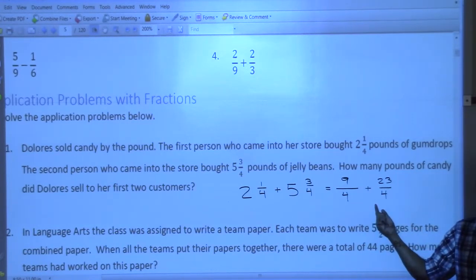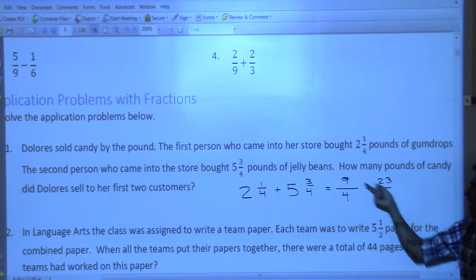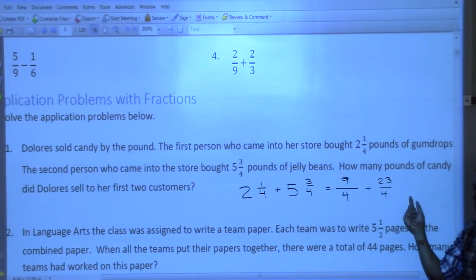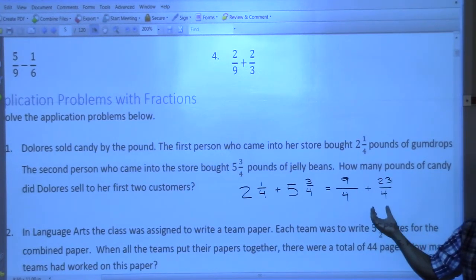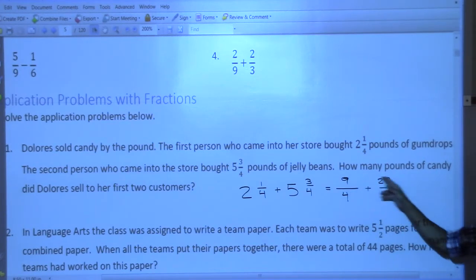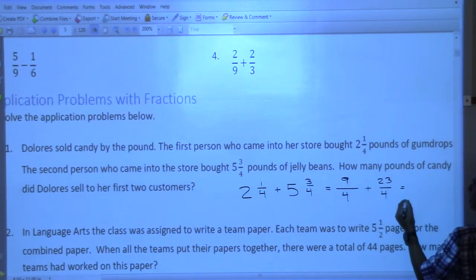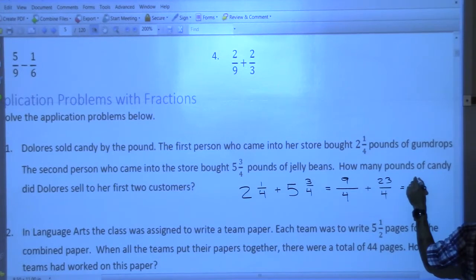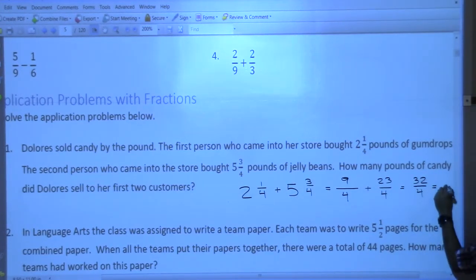Yes. So when you have the same denominator, we do not want to do that little formula because it's already where we need to be. So here we just add across the top, which would be 32 over 4, and that's 8. So I guess we did finish it.